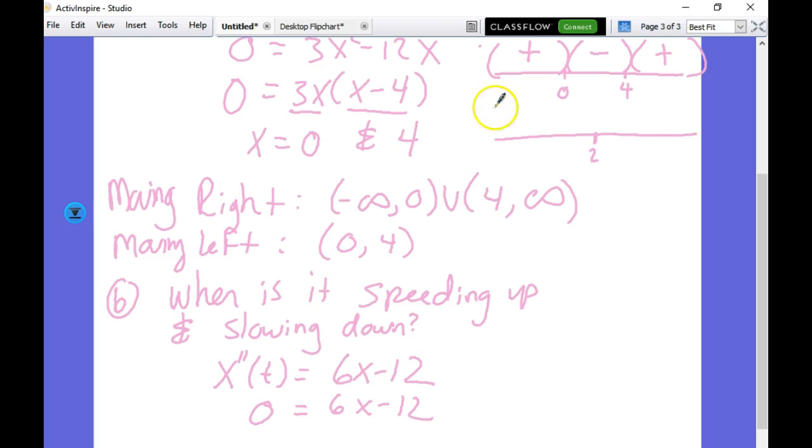All right, so we really just have 2 regions to test. Over here I'm going to do x double prime of 0, and over here I'll do x double prime of 3, why not? If I plug 0 into this, what would I get? And if I plug 3 into this, what would I get? A positive. Now we need to find the regions where they have the same signs. That's when it's speeding up. When they have opposite signs, they're slowing down.